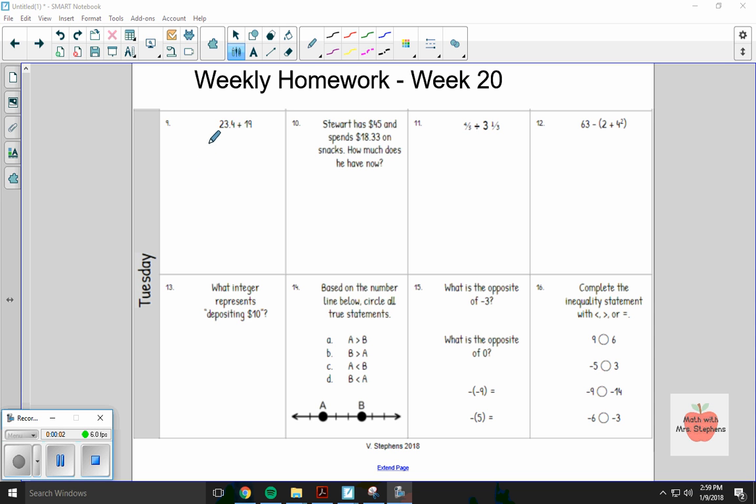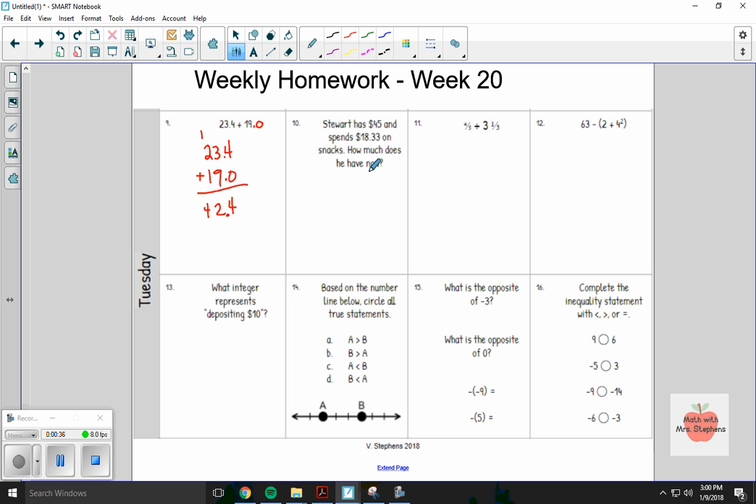On number 1, we need to add 23 4/10 plus 19. 19 is a whole number, so we need to remember that it is like 19.0. Add up your two values. Do not leave it like 424. You must remember to bring your decimal straight down. So 42 4/10 is the answer.